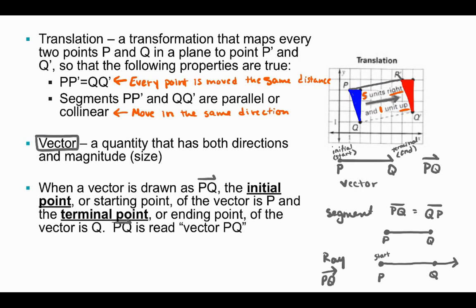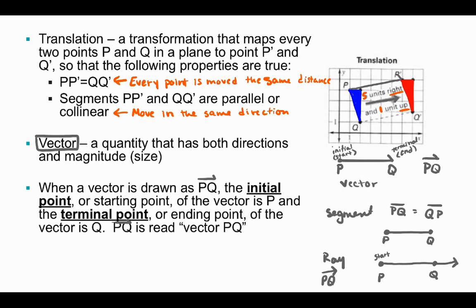So we often describe translations using something known as a vector. So a vector is a quantity that has both direction and magnitude, which is size, and that's how we translate in a direction over a certain distance.